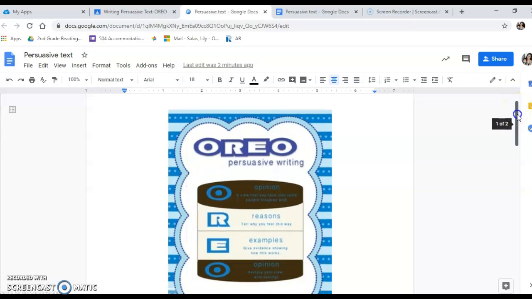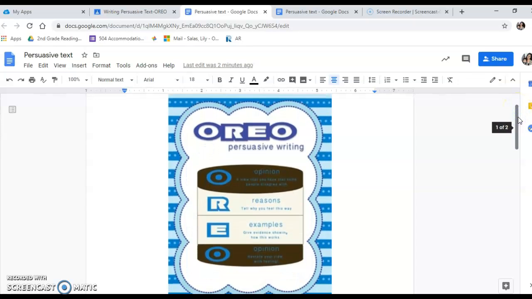And you're going to look at this anchor chart. There's also one located under anchor charts in your topics. If you go to classwork and you go under topics, there's writing anchor charts, and there's also a different Oreo, but it states the same thing. So Oreo persuasive writing.